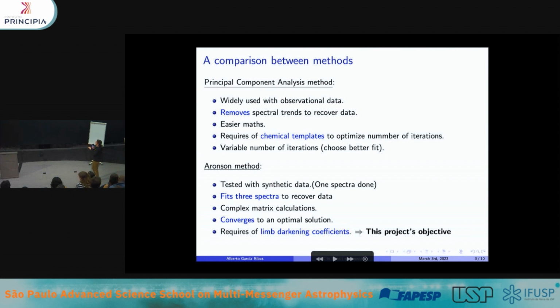And to do so, we need this limb darkening coefficient. If you remember your stellar physics class back in the day, the limb darkening is the change of intensity through the edge of the solar disk, okay? So this is what I did. I just calculated this limb darkening for the model.